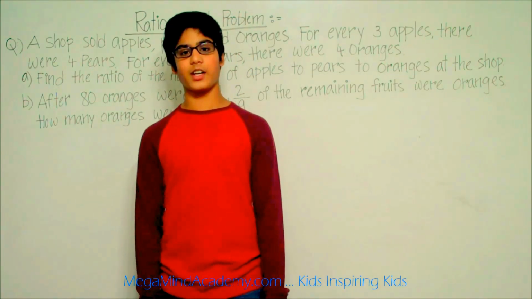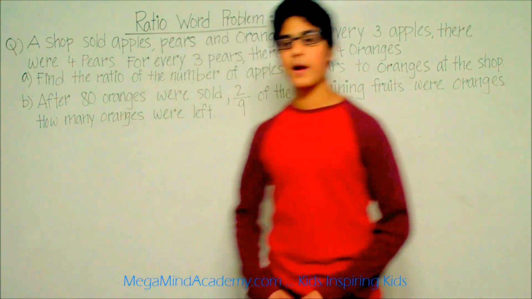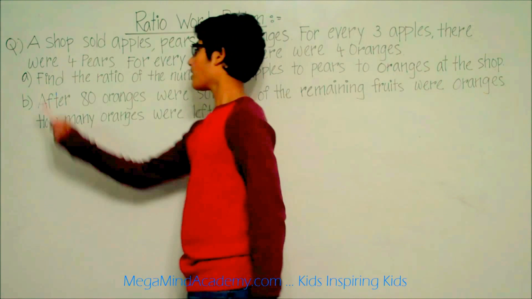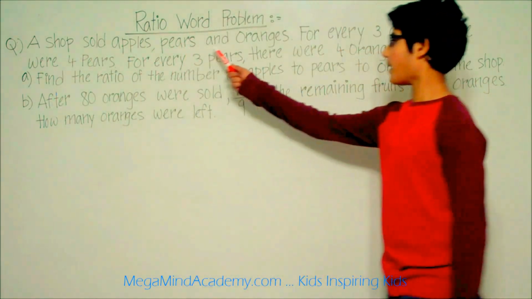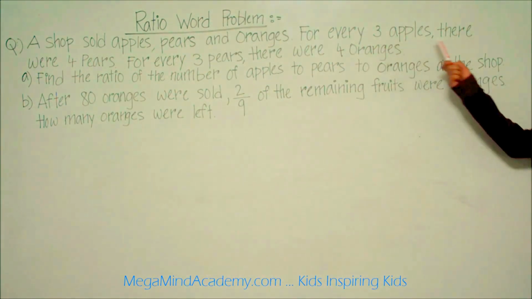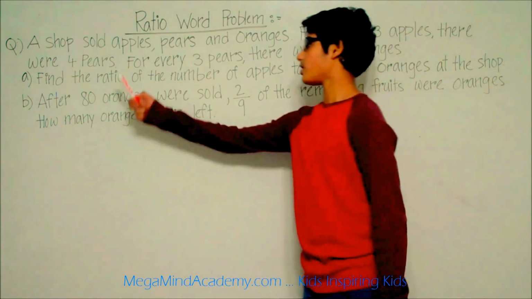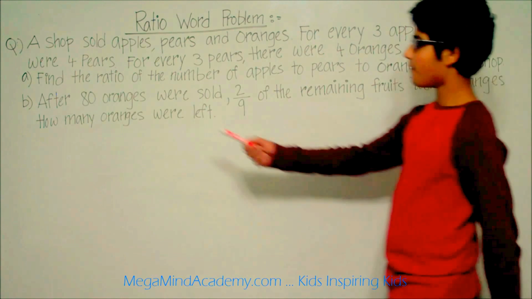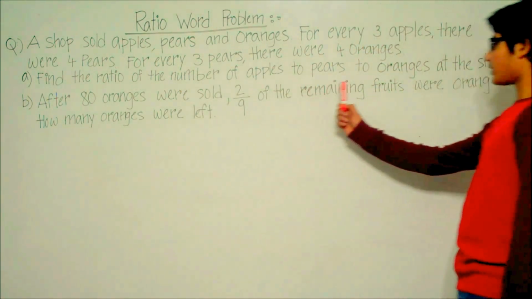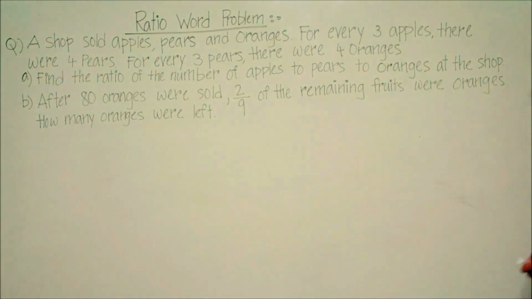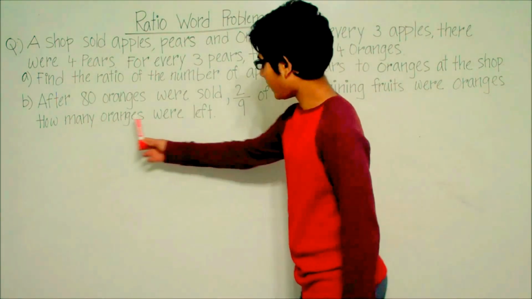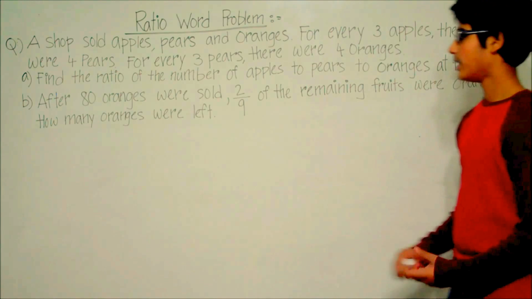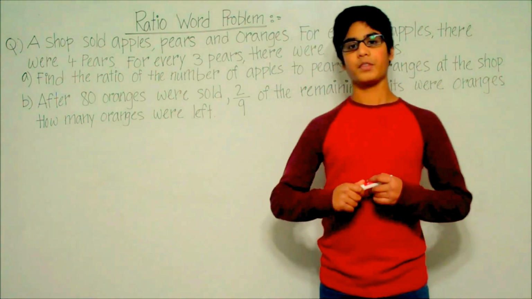Today we're going to learn about ratio word problems. Let's say we have a problem like this. A shop sold apples, pears, and oranges. For every 3 apples, there were 4 pears. For every 3 pears, there were 4 oranges. A. Find the ratio of the number of apples to pears to oranges at the shop. And B. After 80 oranges were sold, 2/9 of the remaining fruits were oranges. How many oranges were left?